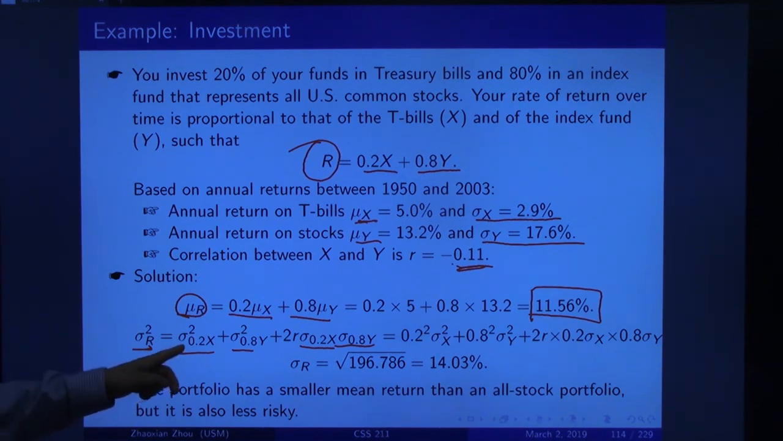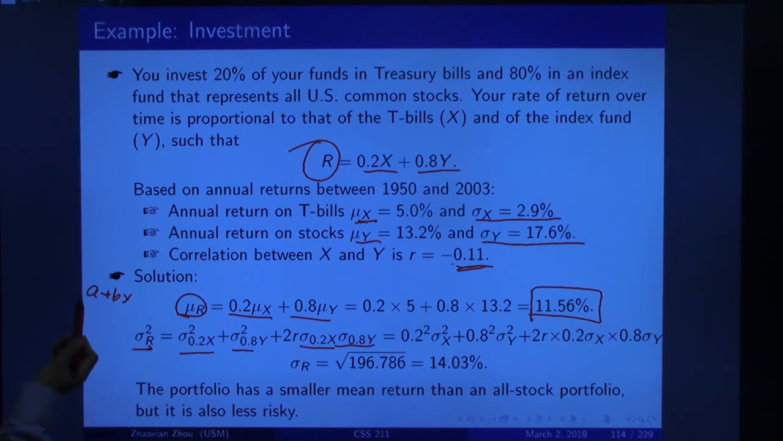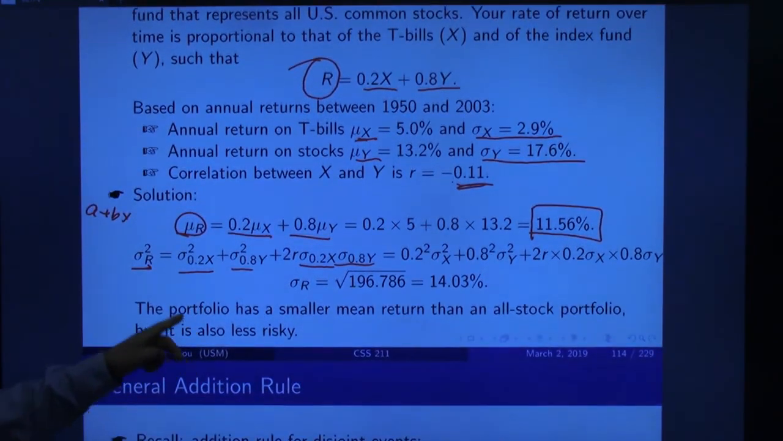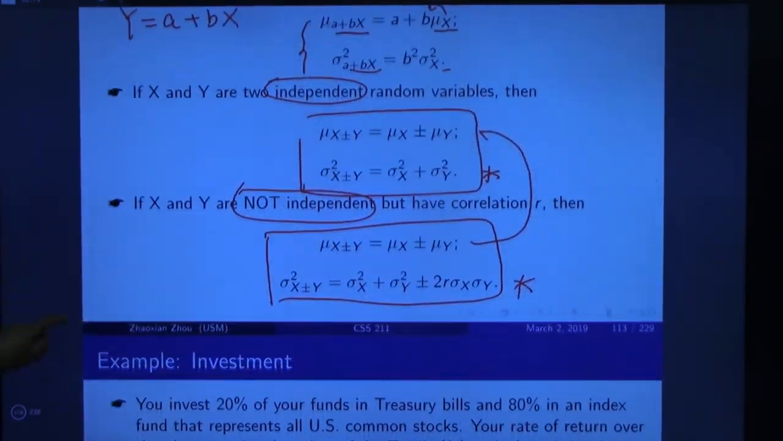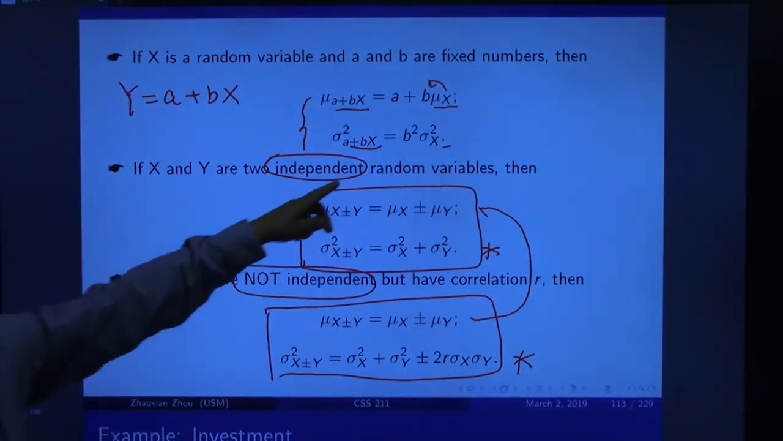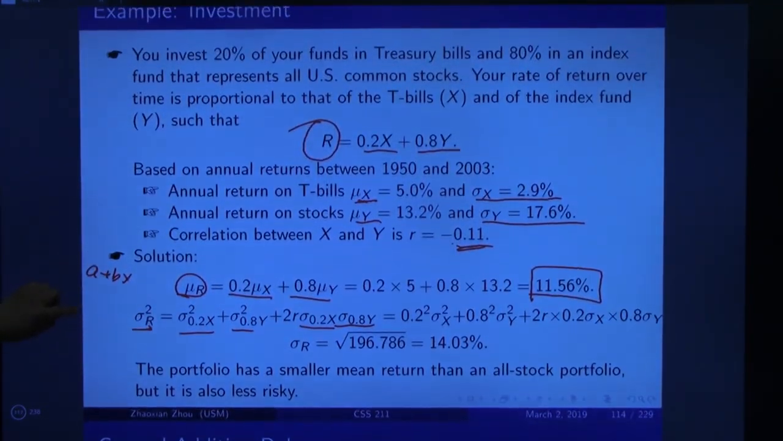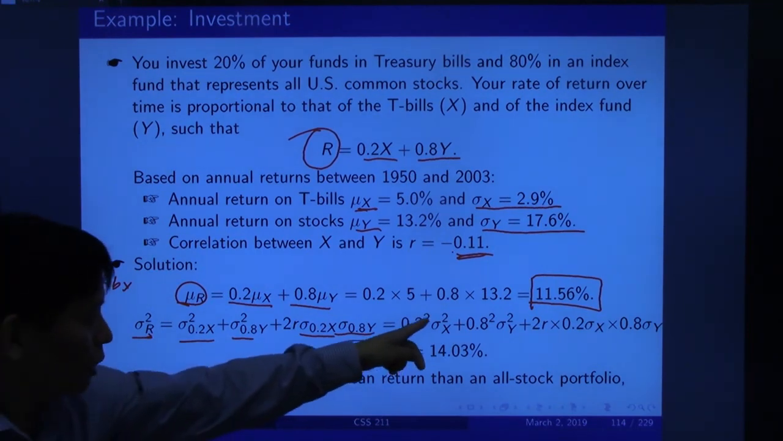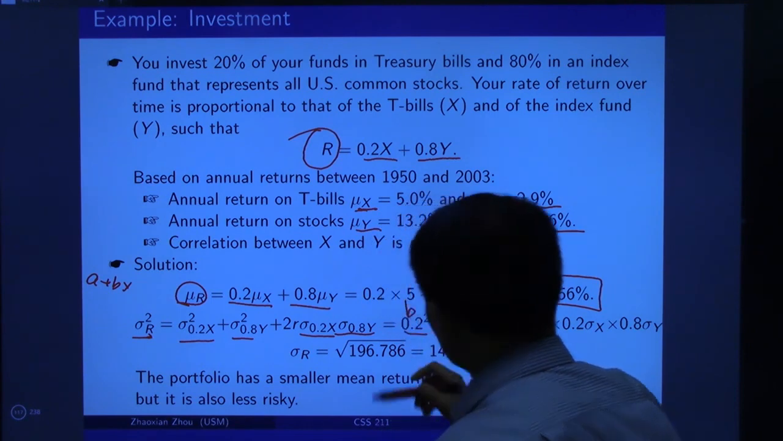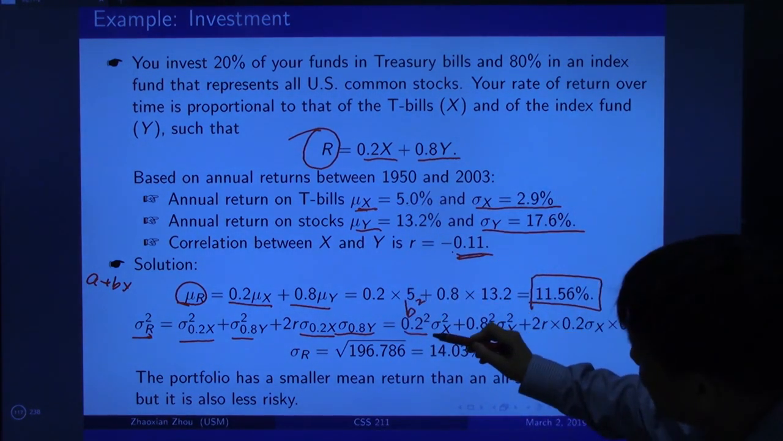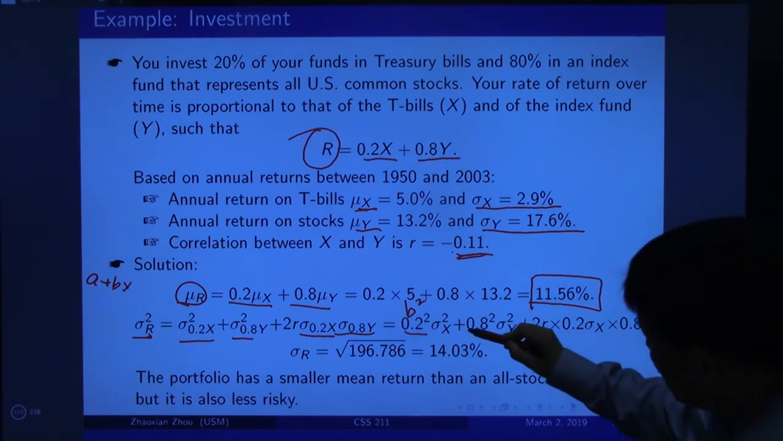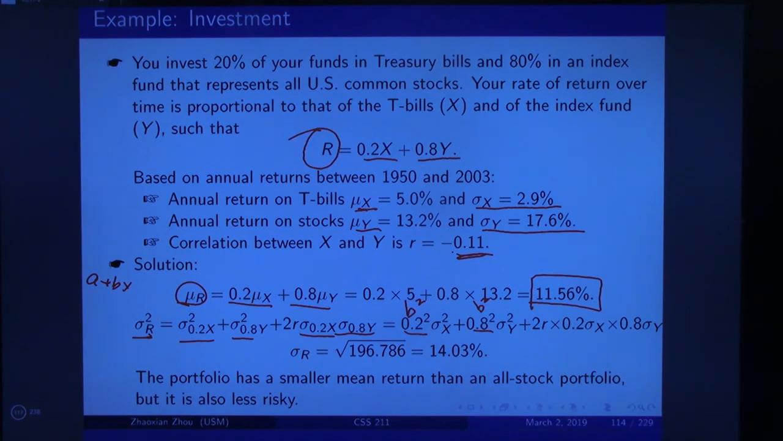And for this one, that is 0.2x. Remember a plus bx. So alpha equals 0, and b equals 0.2. So this variance, if you look at it here, will equal b squared times the variance of x. So that will equal 0.2 squared, that is b. Let me write here, this one equals b. So this is b squared, and this one is sigma x squared, the variance. And this one, again, is b squared for the second part, and this is sigma y squared. And 2r, that is 0.2 sigma x, then 0.8 sigma y.